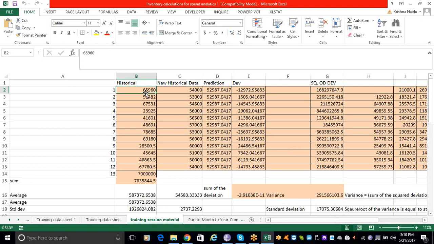So there are so many benefits. To achieve these benefits, we need to have a right prediction.